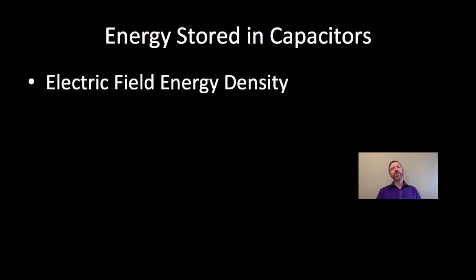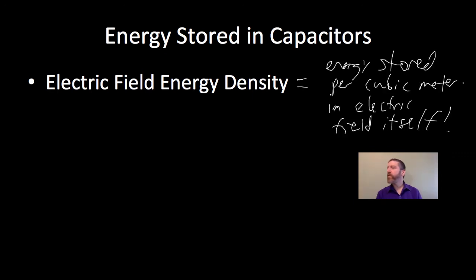Now, one thing that we have to know for AP Physics C is the electric field energy density. That basically refers to the fact that in any electric field, energy is actually stored in the electric field. Now, you may say, oh, energy is stored in the capacitor, but even in an electric field without a capacitor, there is stored energy there. The electric field energy density is just the energy stored per cubic meter in the electric field itself. And let's see if we can derive that with our capacitor energy equation.